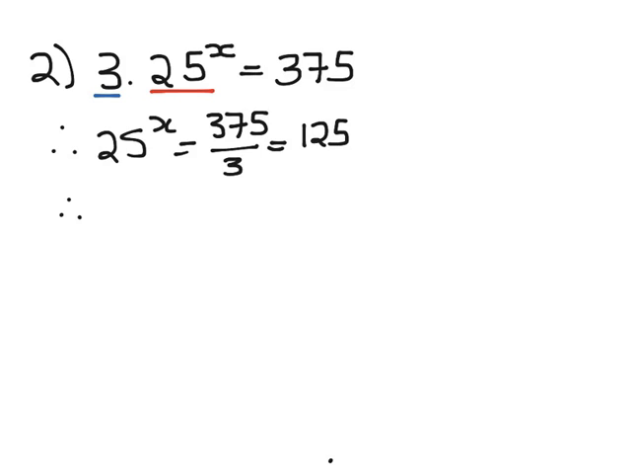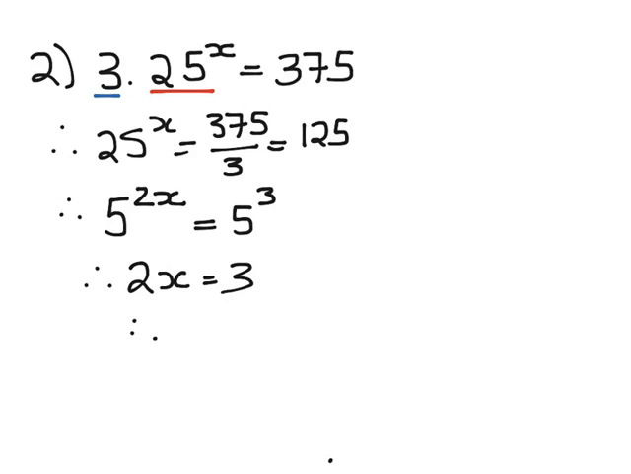As in the previous example, we now reduce the left and right hand sides of the equal sign to its simplest prime number base, so the left hand side becomes 5 to the 2x, and our right hand side is 5 to the power of 3. Now again, if the bases are the same, it means that the powers will be the same. So 2x will equal 3, therefore x will equal 3 over 2.